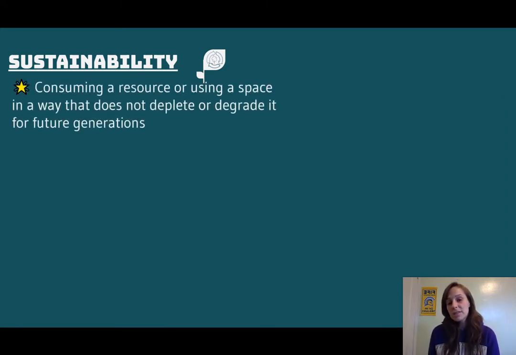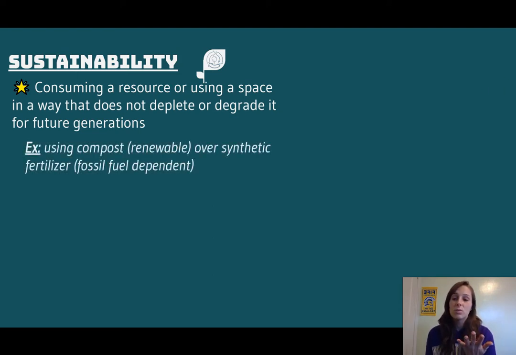So the definition of sustainability is going to be consuming a resource or using a space in a way that does not deplete or degrade it for future generations. So an example of this would be using compost, which is a very renewable thing, over synthetic fertilizers, which require fossil fuels in order to make them. And as we know, fossil fuels are not sustainable.